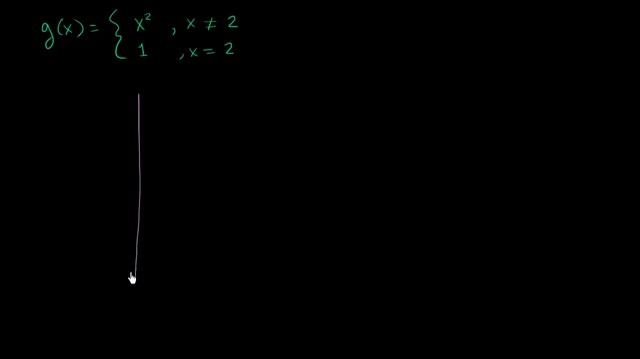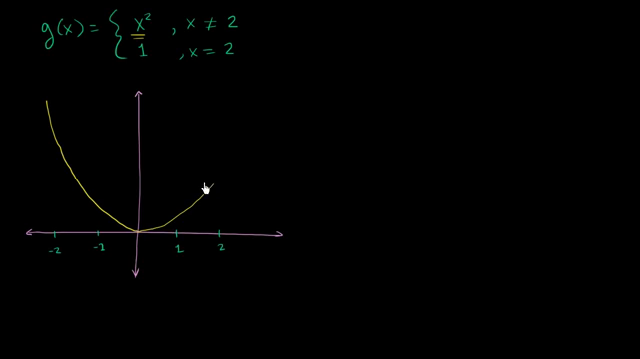So this is my y axis, and this is my x axis right over here. Let's say this is x equals 1, this is x equals 2, this is negative 1, and this is negative 2. Everywhere except x equals 2, the function is equal to x squared, so let me draw it like this. It's going to be a parabola. It'll look something like this.